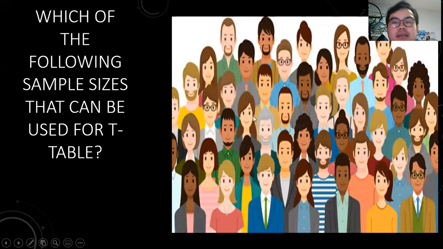How about this one? It seems I'll have a hard time counting because this picture is filled with people. Can I count? 1, 2, 3, up to 30. Clearly, the number of people here is higher than 30. So do you think this can be used for the t-table? No. This can be used for the z distribution.